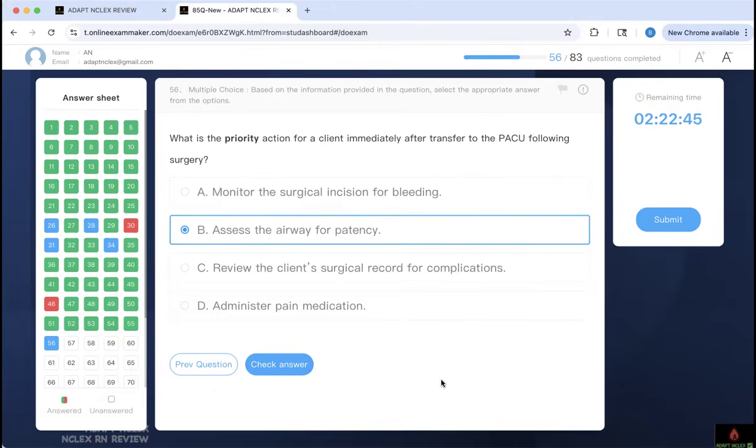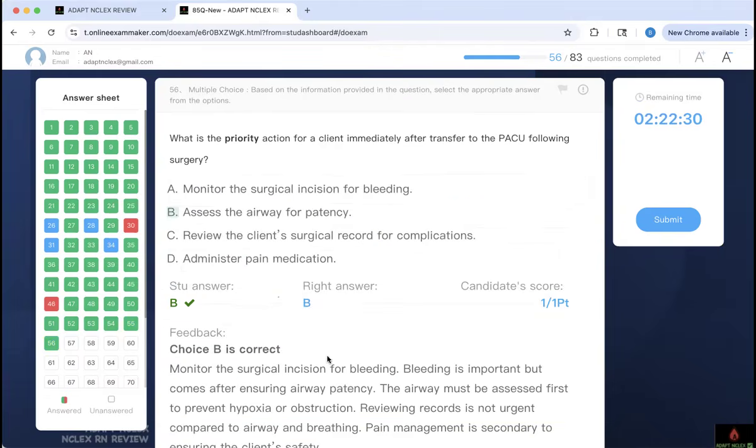Airway is much better than what? Surgical incision for bleeding. You will die if your airway is not patent. The medical record, you don't care. You want to make sure the patient is alive, therefore I care about it. Pain will not be the first thing I will check.